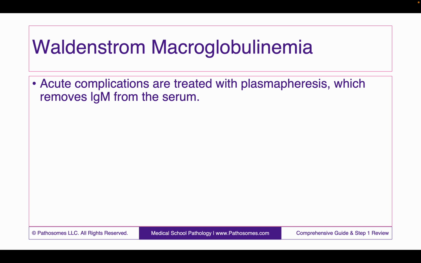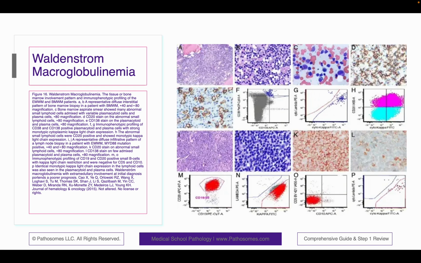Acute complications of Waldenstrom macroglobulinemia are treated with plasmapheresis, which is performed by a branch of pathology. Plasmapheresis removes IgM from the serum. Now, here we have lots of information regarding Waldenstrom macroglobulinemia. Keep in mind that this is a B-cell lymphoma that has clonal plasmacytic differentiation.